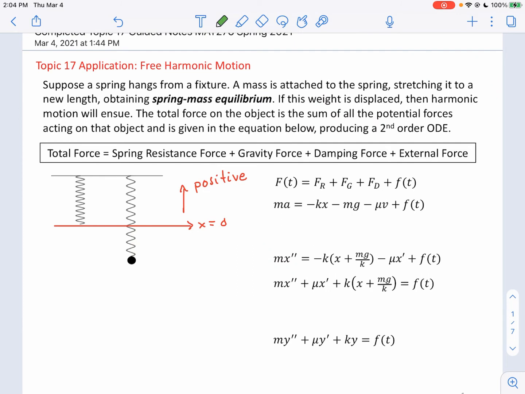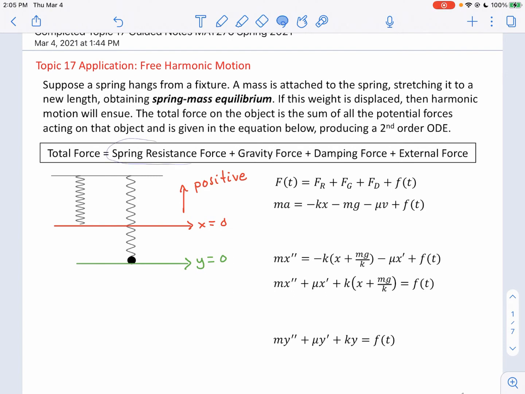Now, when we attach the mass to this spring and then let it stretch to a new length, this new position where it is at rest is called our spring mass equilibrium. And we want to call this one y equals 0. Ultimately, we're going to get everything in terms of y. So everything's going to oscillate around y equals 0. Your motion will be something like this. And up will still be positive, and down will be negative.